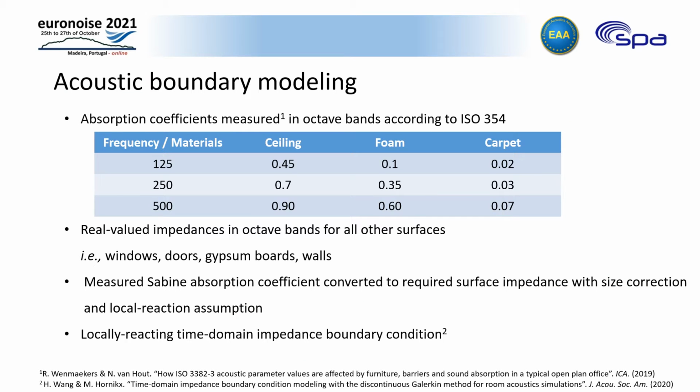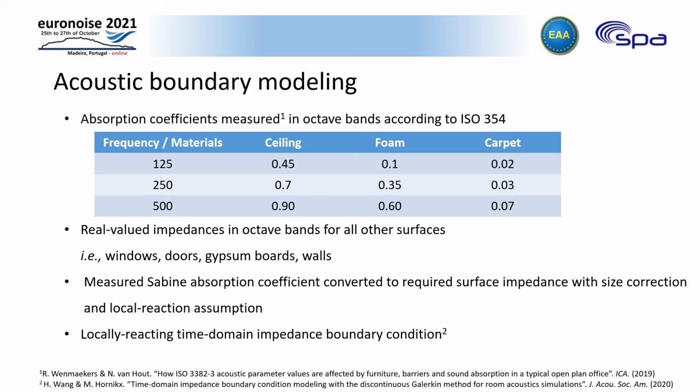Accurate modeling of boundary conditions is of critical importance for acoustic simulations. In this work, the acoustic properties of the absorptive surface materials, including ceiling, foam, and the carpet, are measured in a reverberation chamber according to ISO 354. Their values in octave bands are shown in the table. For other sound-reflecting materials, such as windows, doors, and gypsum boards, real value impedance is used.